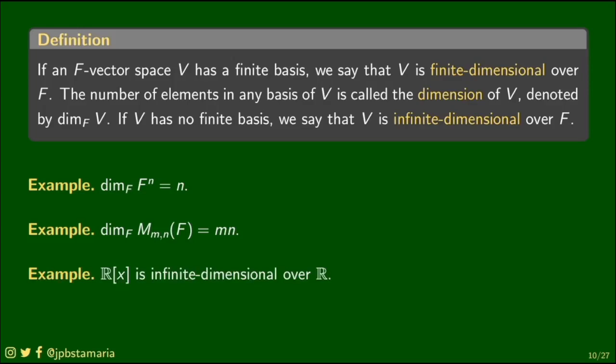Next, consider the space R[x] of all polynomials. In a previous example, we have shown that the space R[x] of polynomials over R cannot be spanned by a finite set of vectors. Therefore, this set cannot have a finite basis, so the space is infinite dimensional over R.